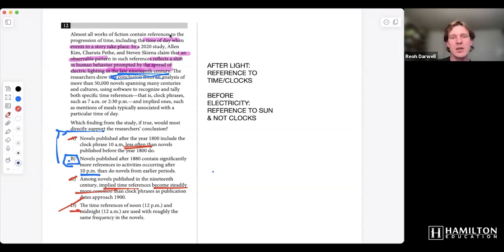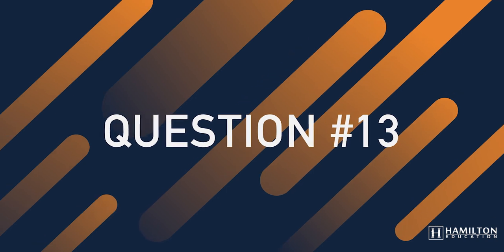So that's how we arrive to B for a passage which basically says that these people came to a conclusion that after the advent of electricity, novels began talking about time. And before the advent of electricity, they talked about time in reference to things like dinner or the sun or what have you. So that's how we arrive to B for question 12.